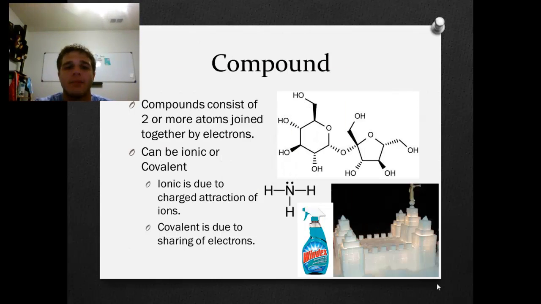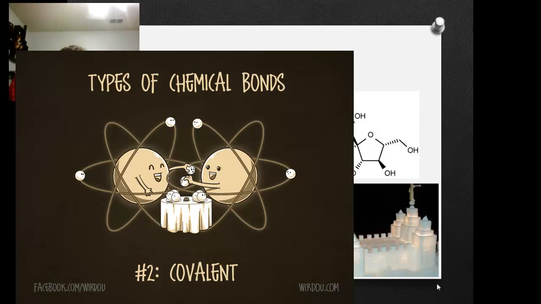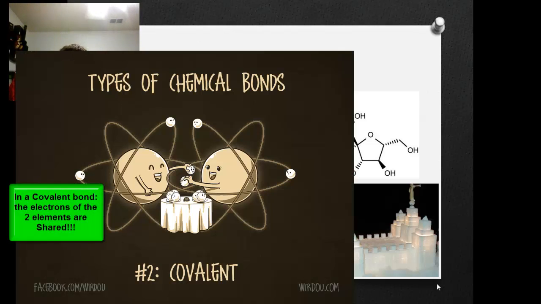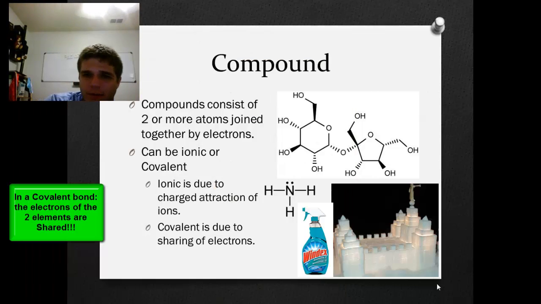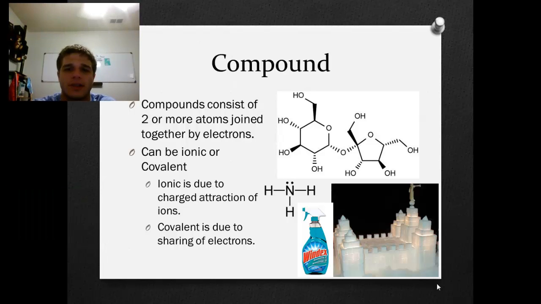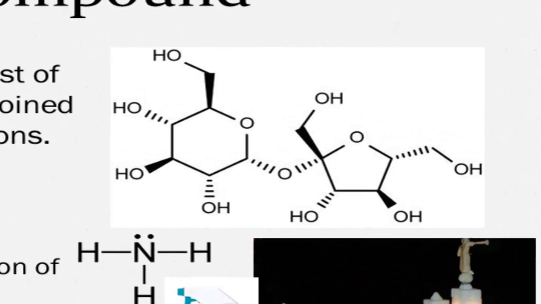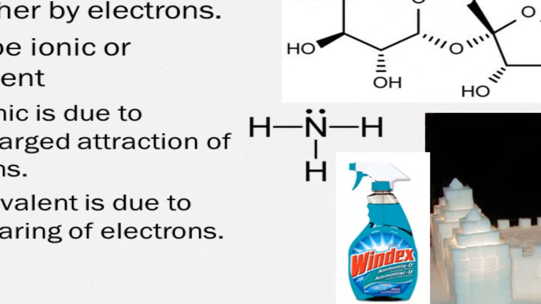But in a covalent bond, we share them, all right? They share their electrons. So in this picture that you see of the sugar, remember I kind of got into this once upon a time during class, each one of these corners is a carbon molecule. But you can see that the oxygen is sharing. It's even easier to see with this ammonia, right?